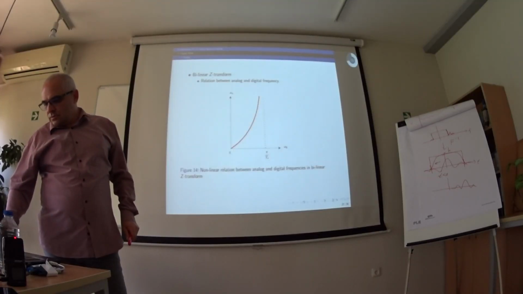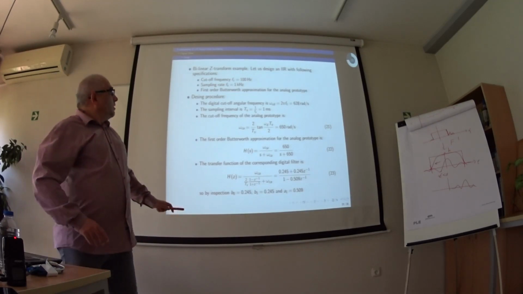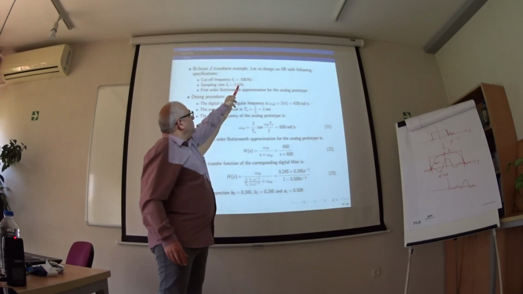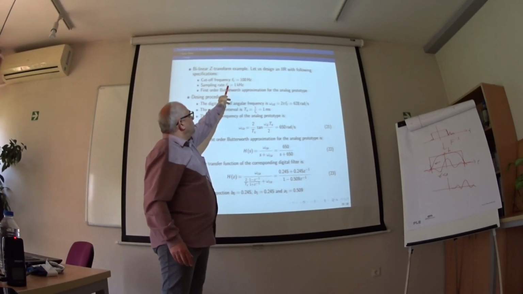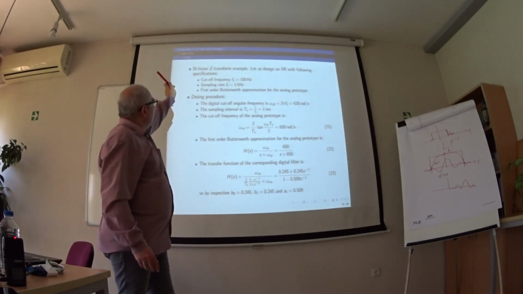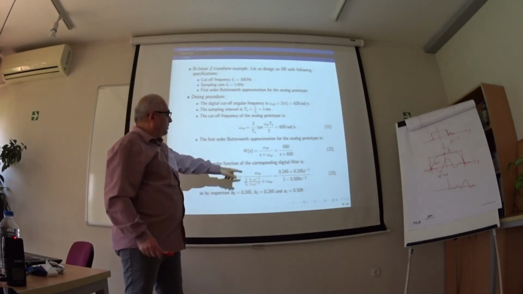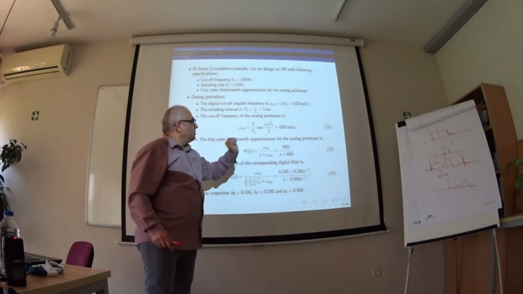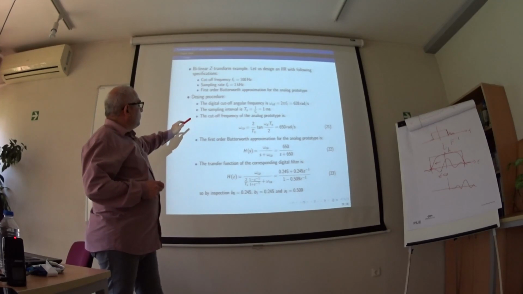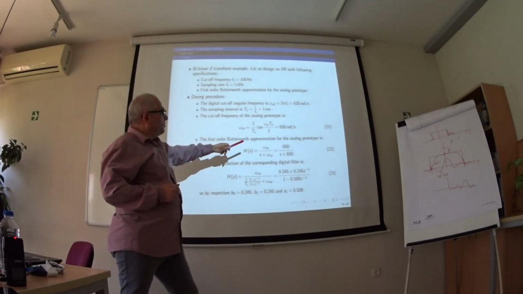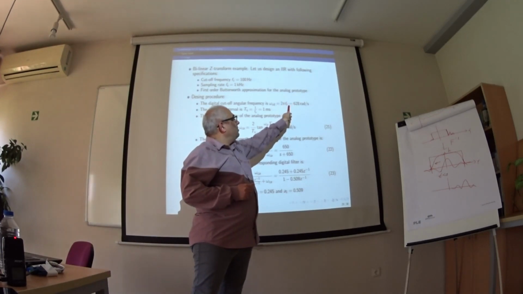Here is a short example. We want to make a digital filter with cutoff frequency of 100 Hz. The sampling frequency is 1000. Now, we want to use Butterworth approximation for the analog prototype. Here is the approximation. Now, we have to pre-calculate the cutoff frequency. Our cutoff frequency is 2 pi Fc, which is 628.